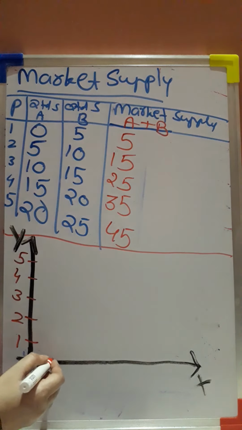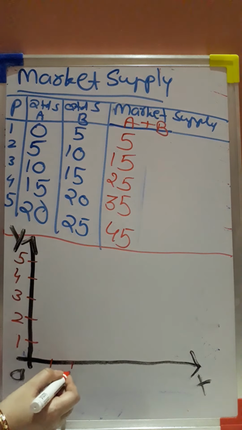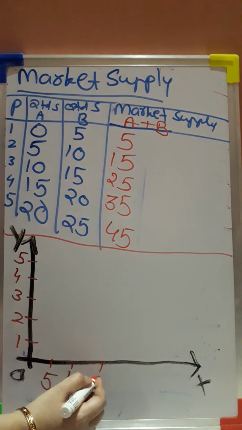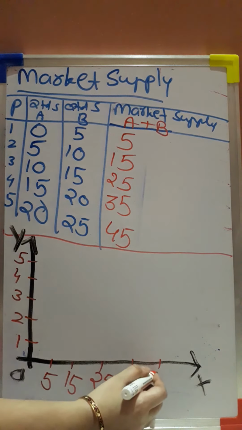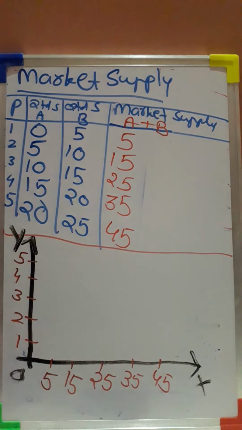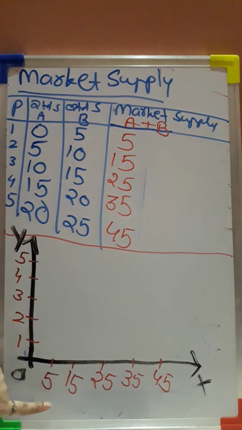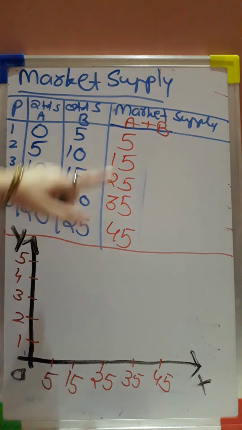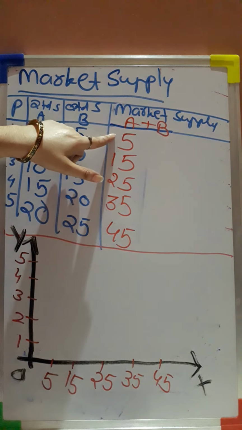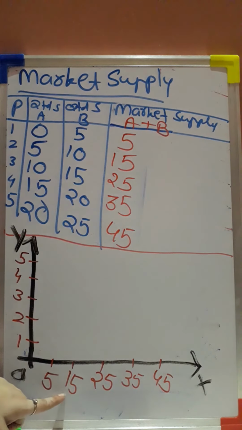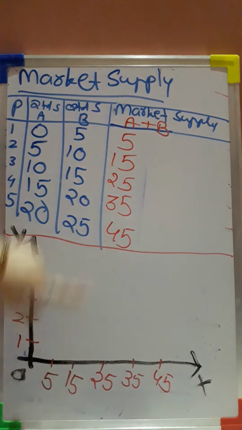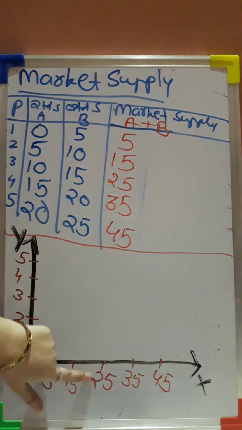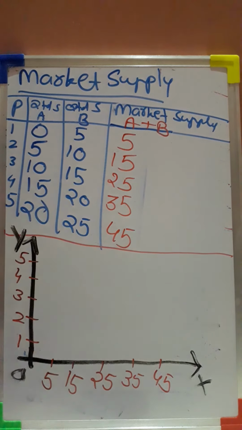So market supply starts from 5, 15, 25, 35 and 45. Whatever numbers they have given, only that you will write down. Don't write from 1, 2, 3, 4, 5. Otherwise your diagram formation can be wrong. The number started from 5, so you will write 5, 15, 25, 35, 45.